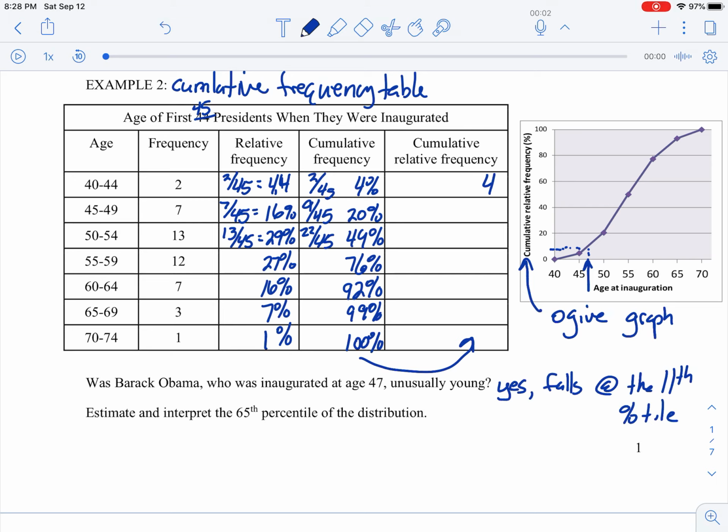The other way we have to be able to read an ogive graph is to estimate and interpret the 65th percentile. So now we're going to come up here to the 65th percentile. I'm going to estimate where the 65th percentile is. Again, I hate that you can't see my pen. So I'm going to come over here, and this is my percentiles. We're going to estimate where is the 65th. I'm going to say it's right about there. So we're going to mark this in here. And now we're going to draw it over to my graph, and we meet the graph. Now we're going to draw an arrow down. Okay? And I am going to call that 57.